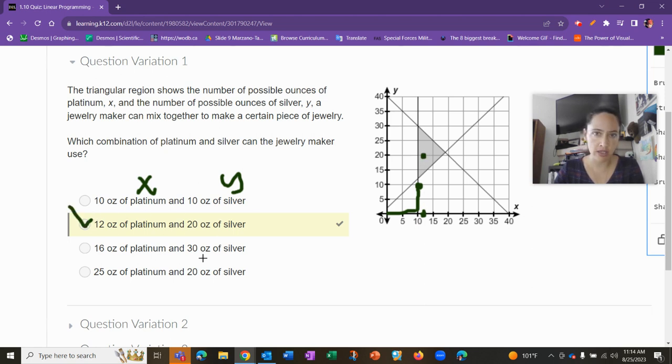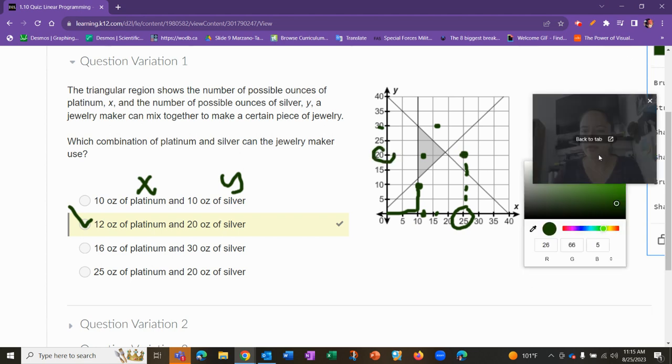You can check the rest, though. We're going to do that just for practice. 16 and 30. So we go over to 16, somewhere like right here, up to 30. Okay. Nope. 25 and 20. No, see, 25. We go up. 20. Okay. Couple of things to notice.